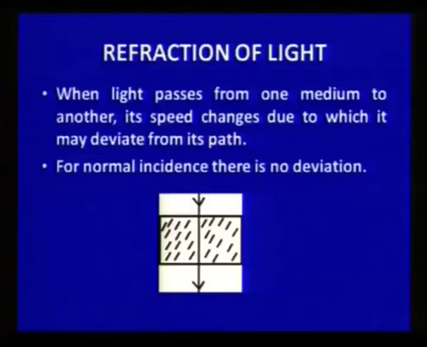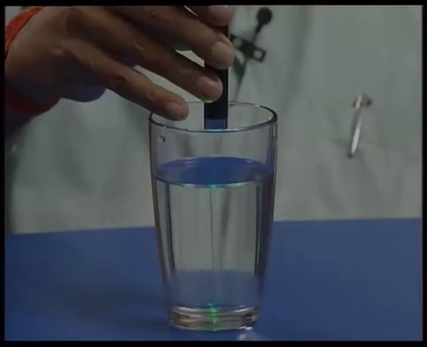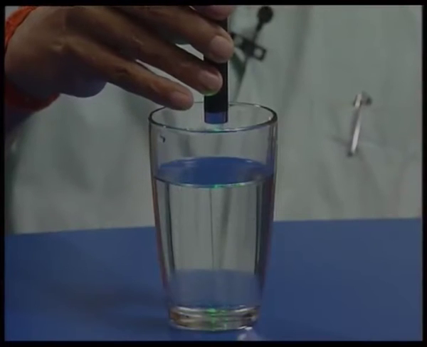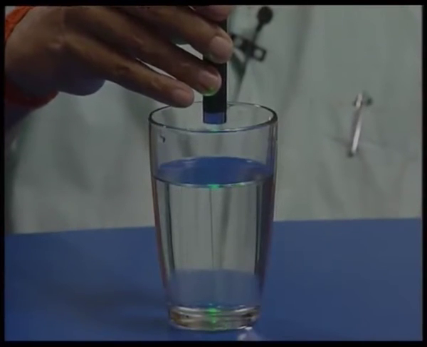Now, let us take another phenomenon, which is called refraction of light. In refraction of light, when light passes from one medium to another, its speed changes, due to which it may deviate from its original path. But for normal incidence, there is no deviation. You can see this is a medium and light is passing undeviated.